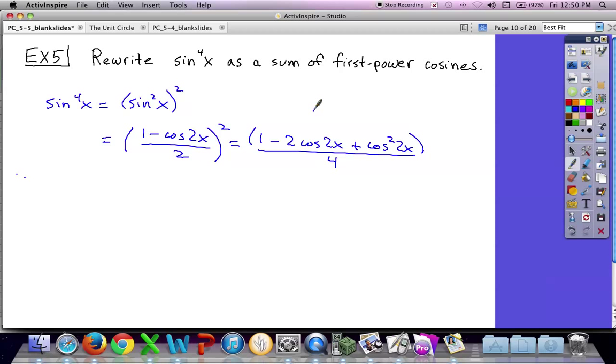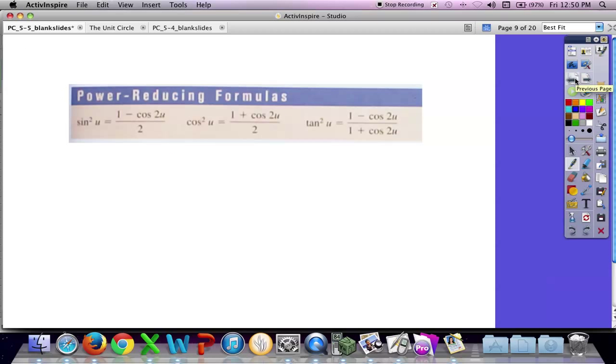Right. So are we done? Did we write it as the sum of first power cosines? Not exactly, because by the foiling, we just created another squared term. So now we got to replace that. Okay. So go back to the formula for the cosine, right? The cosine squared is 1 plus cosine of 2u over 2.